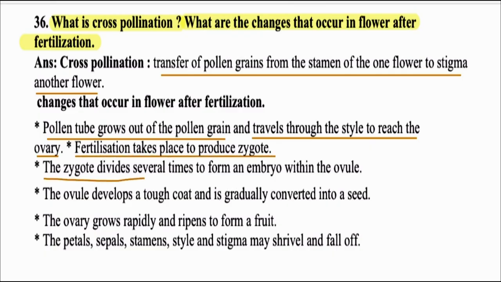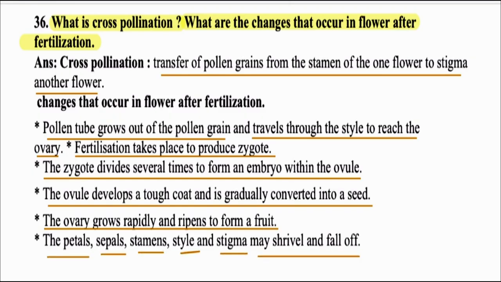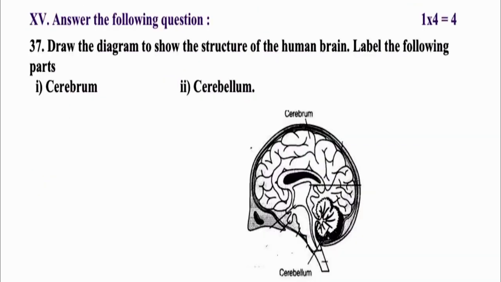The zygote divides several times to form an embryo within the ovule. The ovule develops a tough coat and is gradually converted into a seed. The ovary grows rapidly and ripens to form a fruit. The petals, sepals, stamens, style, and stigma may shrivel and fall off. Let's go to 15th main.